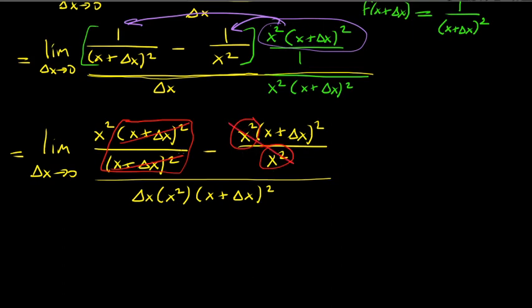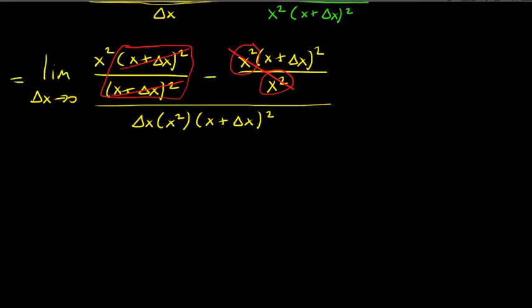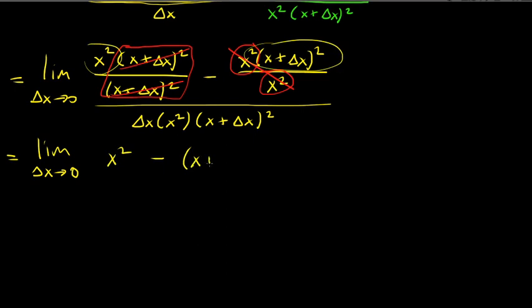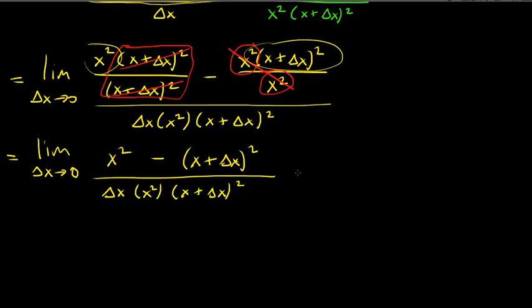Okay, so that is the simplifying that we need to do to create just a simple fraction. No more fractions within fractions within fractions and so on. So the numerator here is just x squared minus, and then what we have in parentheses here, x plus delta x squared. And then this denominator, I'll just copy this down here, if it's okay with you. This is still going to be delta x times x squared times x plus delta x squared.